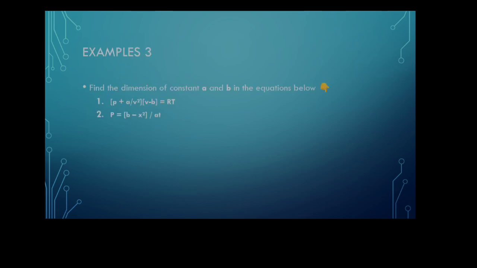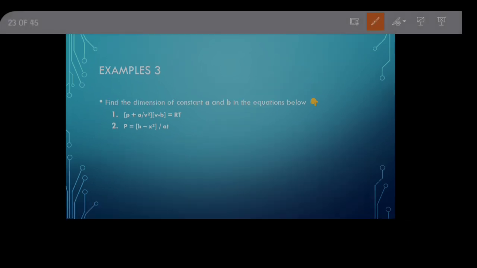This question is asking us to find the dimension of the constants a and b in this equation. Now, let's quickly do that. For us to be able to add, subtract, or multiply any quantity, it must be of the same dimension. Therefore, for the equation p plus a over v squared, the dimension of p must be equal to that of a over v squared.